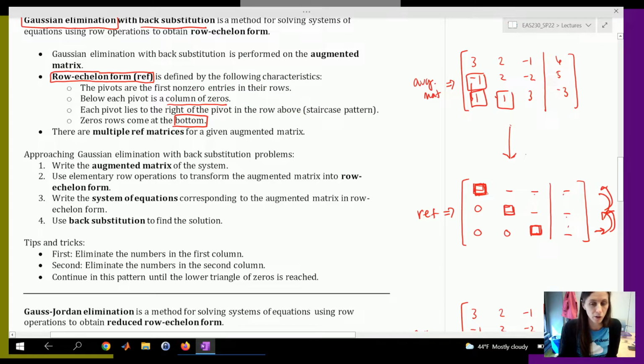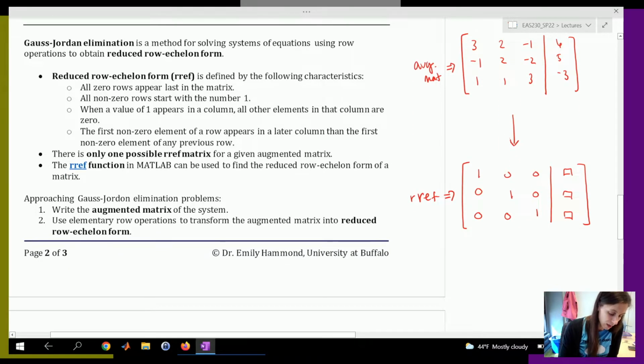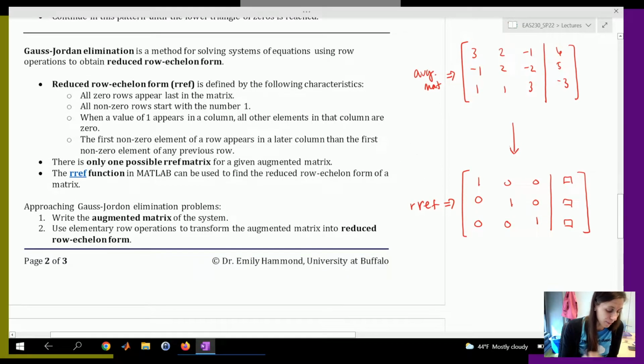And continue that pattern. And we'll go over those tips and tricks in class. The second method is Gauss-Jordan Elimination. And it is the same process as Gauss Elimination, but it takes it a little bit farther from REF into RREF, or Reduced Row Echelon Form.